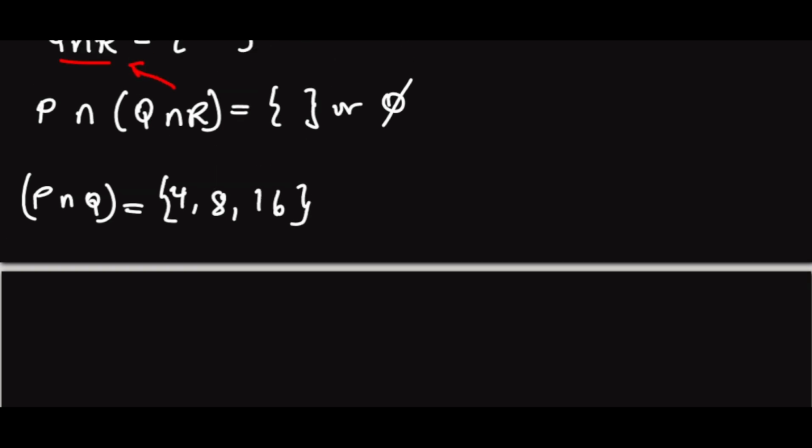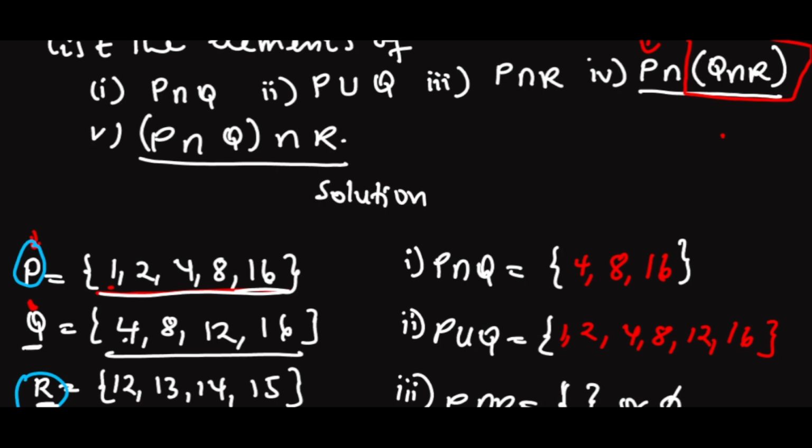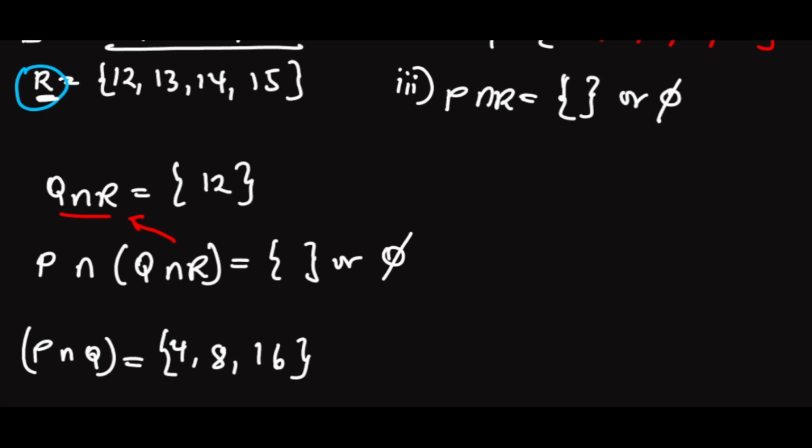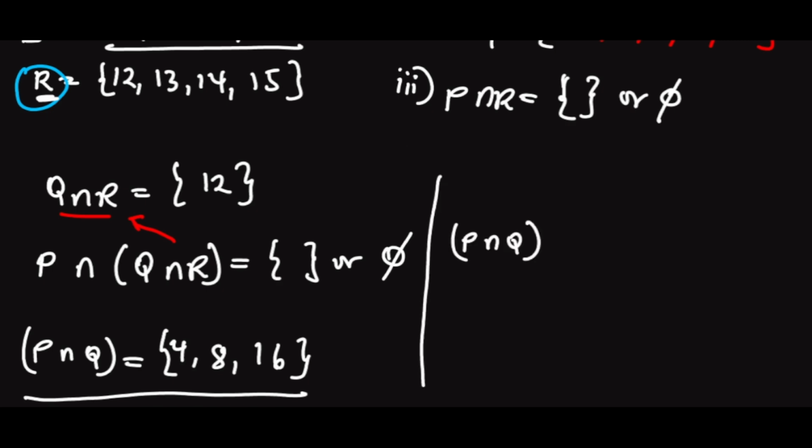Now we are not done. They are saying we should find P intersection Q intersection R. So we need to intersect all we are seeing over here with what? R, this set here. Yes, I'm seeing 4 here, but I don't see any 4 here. I'm seeing 8 here, but I don't see any 8 here. I'm seeing 16 here, but I don't see any 16 here. Therefore P intersection Q intersection R is also an empty set.